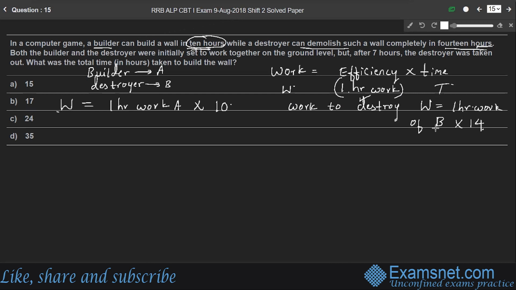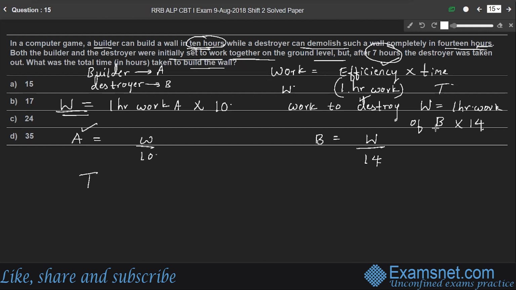Therefore, consider the first case. So 1 hour work of A, I'll simply consider it as A is equal to W by 10. That means 1 hour work of A, or efficiency of builder. Whereas 1 hour work of B is equal to total work W by 14. So why do we need their 1 hour work? Because initially they were set to work together on a ground level, but after 7 hours, together they worked for 7 hours and the remaining work was done by only the builder, because the destroyer was taken out then.